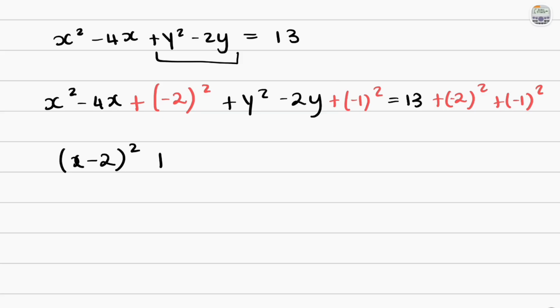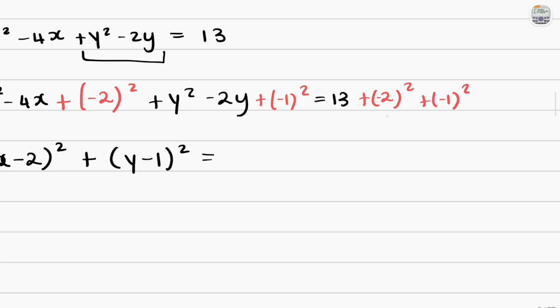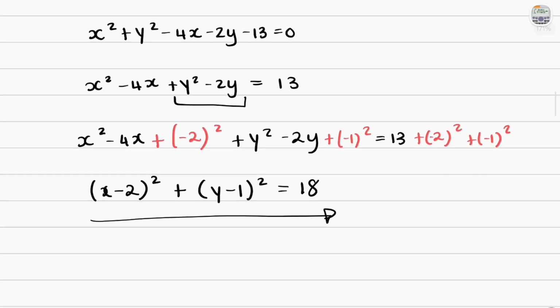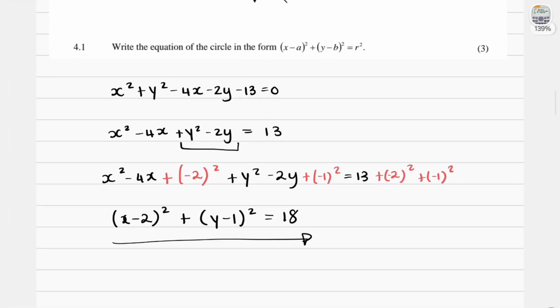Likewise with this as well, we have plus, and whatever was squared, we're going to put in this bracket. So it's going to be the y and then the -1 all squared. And here you just simplify this. Okay, 2 squared is 4, and then that's 1. So 5, 13 plus 5 is 18. And that is our answer. Okay, that is the equation of the circle in this format. Moving on to the next question.